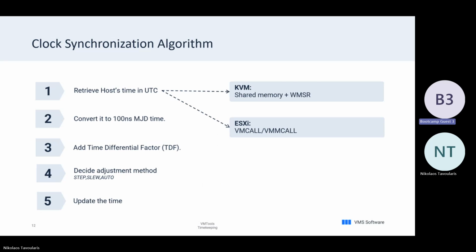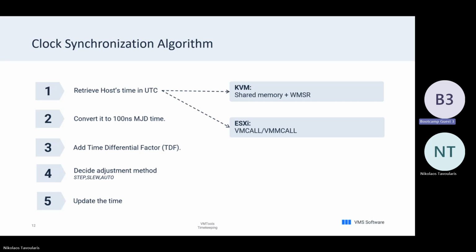Now, this is the main algorithm for clock synchronization. The algorithm is actually simple. The first thing we have to do is to retrieve the host time. And this is depending on the hypervisor. So in KVM, we have a combination of a shared memory and writing to some model-specific registers of the virtualized CPU. In ESXi, we use the VMCALL or VMMCALL instruction. But in every case, we retrieve the time in UTC, and that means that we are independent and unaware of the time zone of the host.